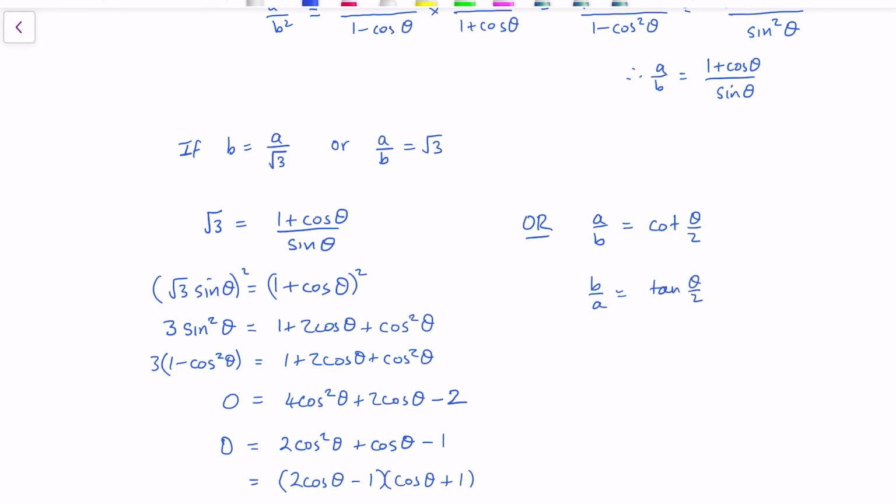And b over a for this question is 1 over root 3. If you just take the inverse tan of both sides of that equation, you'll get theta over 2 is the inverse tan of 1 over root 3. Now it turns out that when you do that on the calculator, you get exactly the answer that you want. So that comes out to be 30 degrees, and therefore theta is equal to 60 degrees. Much easier to solve that equation because there's only one trig ratio in it.